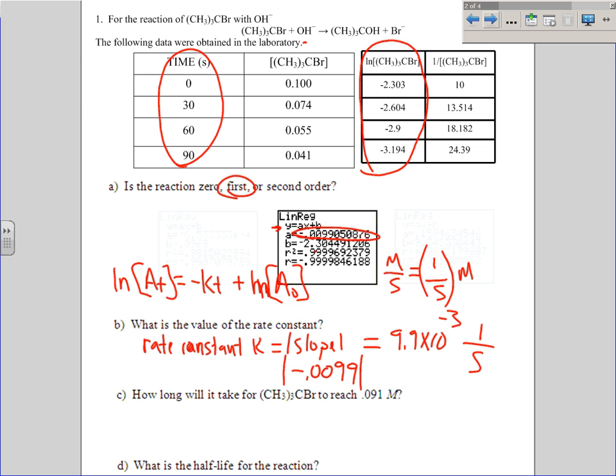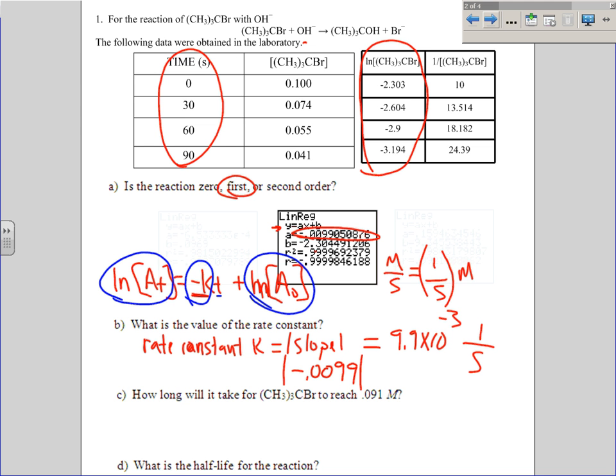Well, this is my slope, so I can plug in the slope for this value. This is my y-intercept, which is given right here, negative 2.30491, and so on. They're giving me the concentration, so they're giving me this. I have an equation with one unknown, t. So once I know it's first order, yes, I can use my graphing calculator if I know what I'm doing to calculate it. But I don't really need that.